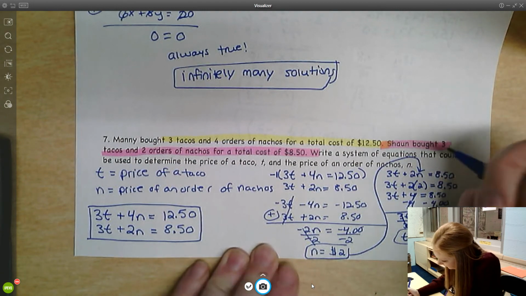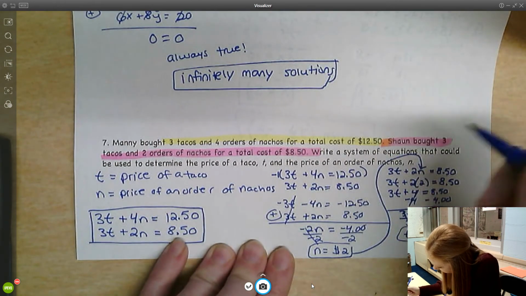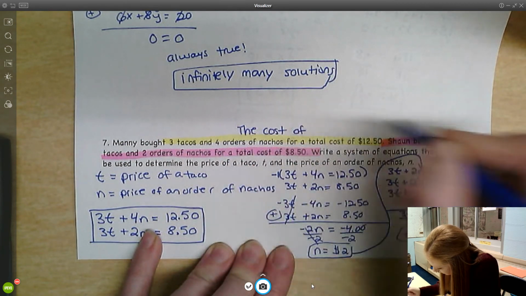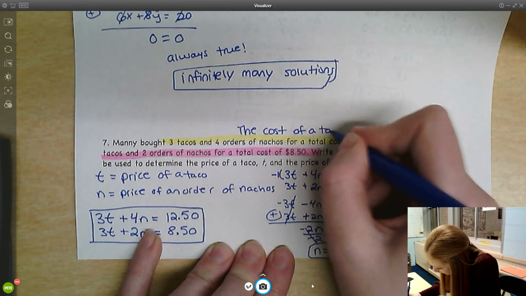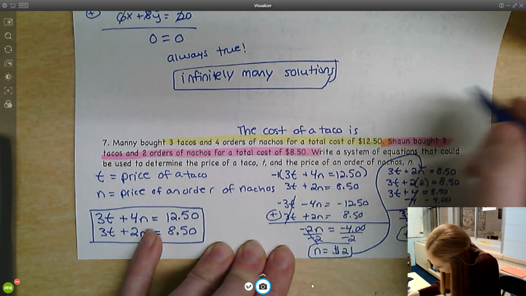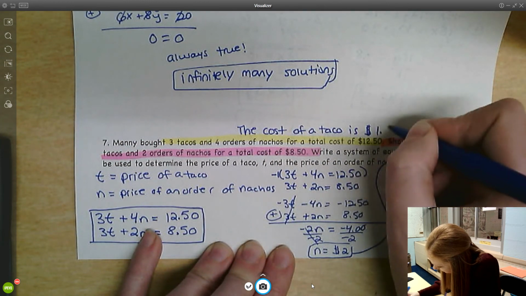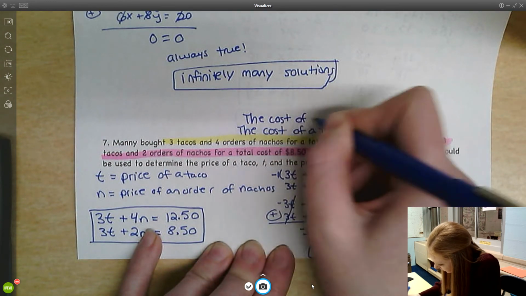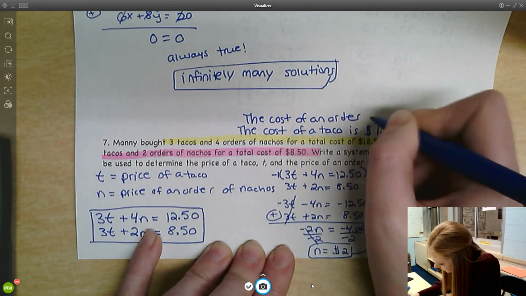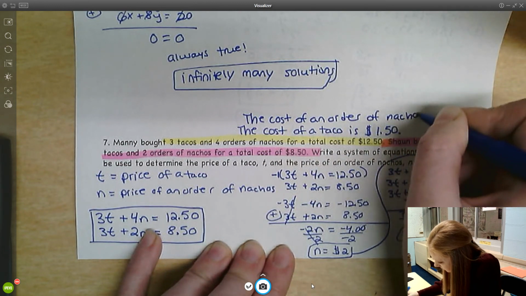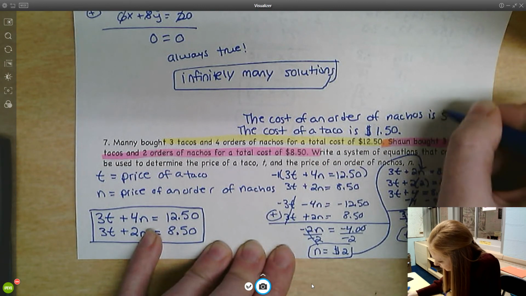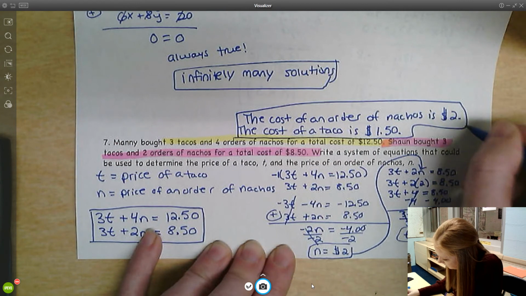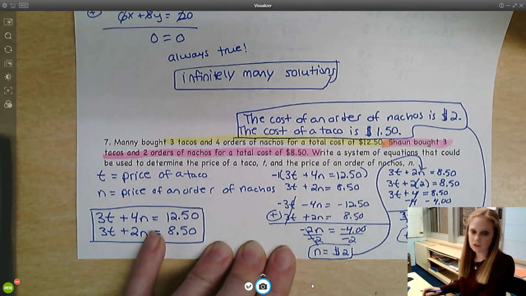Let's see. I'm going to write our sentence up here. The cost of a taco is $1.50. The cost of an order of nachos is $2. And that's our full sentence.